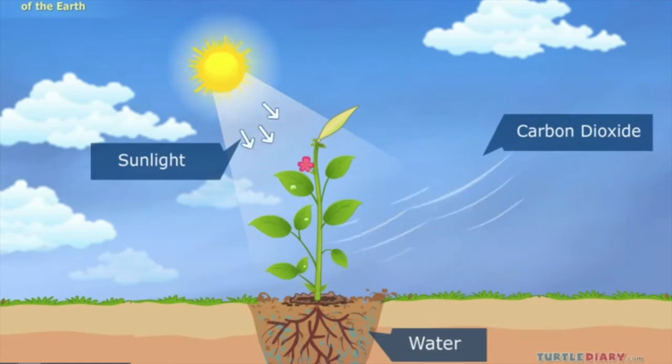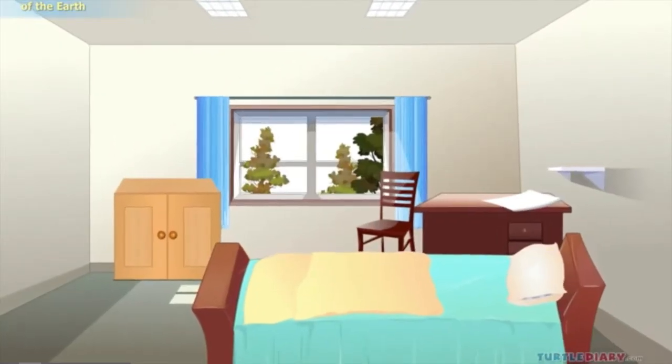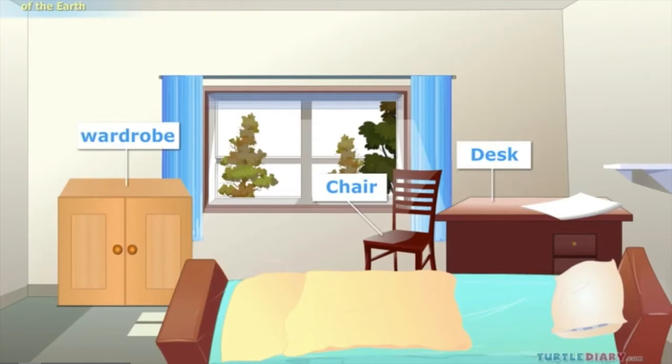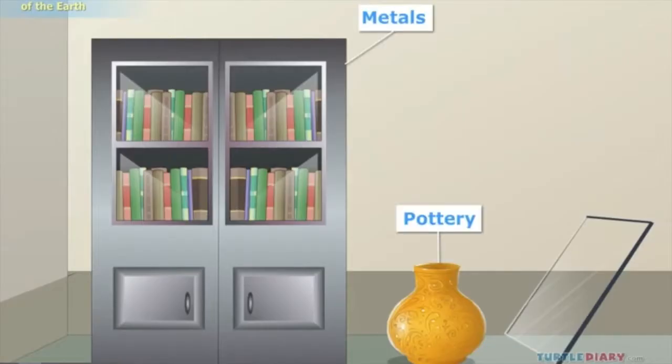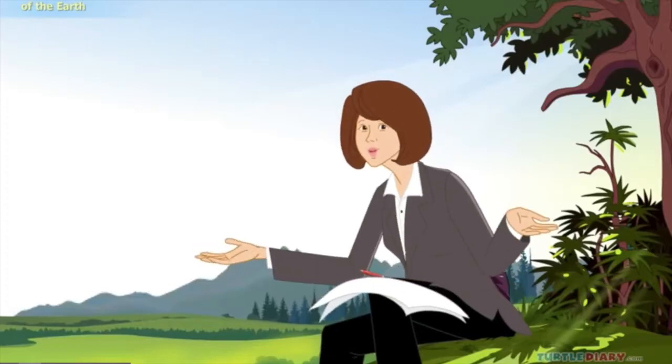We eat these plants, their fruits and vegetables. We make use of wood obtained from plants to make different things like desks, chairs, wardrobes, etc. We also obtain paper from plants. We use rocks and minerals to make metals, pottery, and glass. Coal is a source of energy which powers and heats our homes. There are so many other ways in which natural resources can be used.